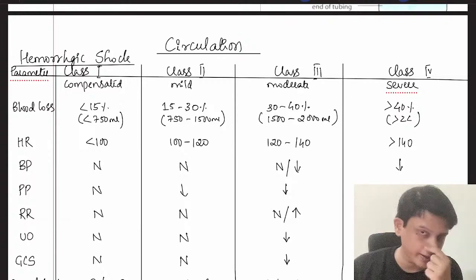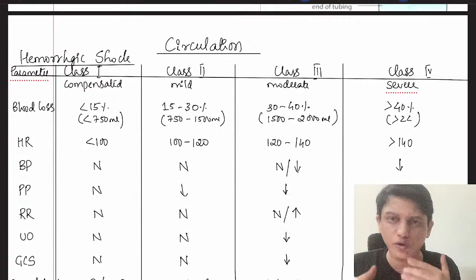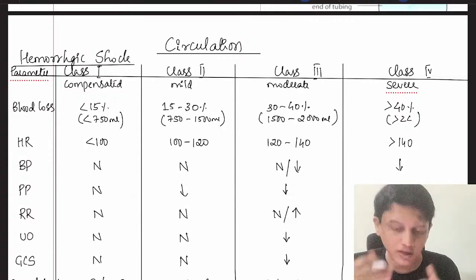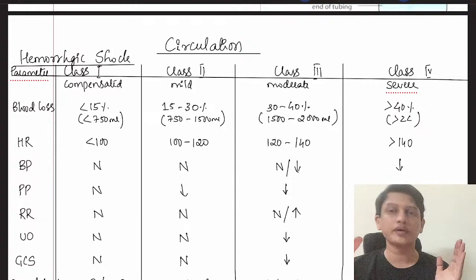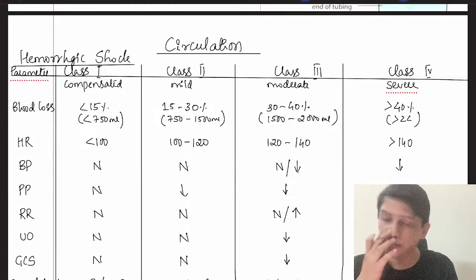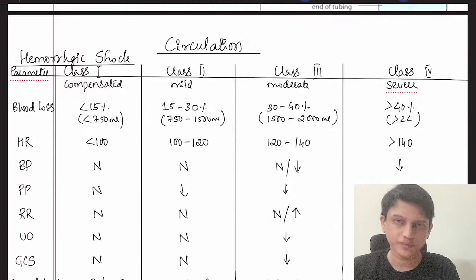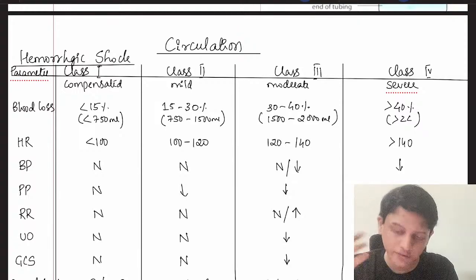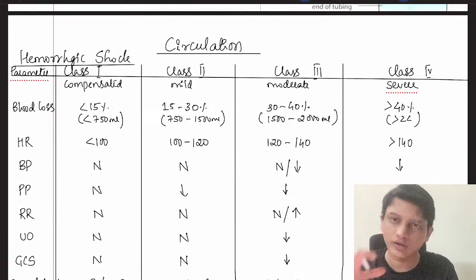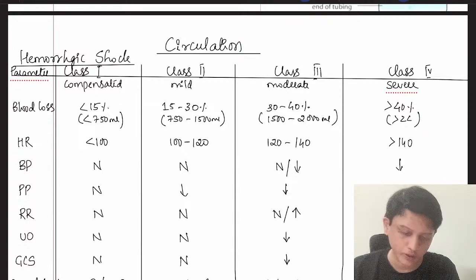Normal heart rate is 60 to 100. In the early phase of shock, the body tries to compensate and tachycardia will not be there. In mild shock, the heart rate will be 100 to 120, in moderate 120 to 140, and in severe shock more than 140. Blood pressure is the last to get affected. Initially the body compensates, so in mild and moderate shock, till the last part of moderate shock, the blood pressure will be normal. In the last part of moderate shock and in severe shock, they will go into hypotension.